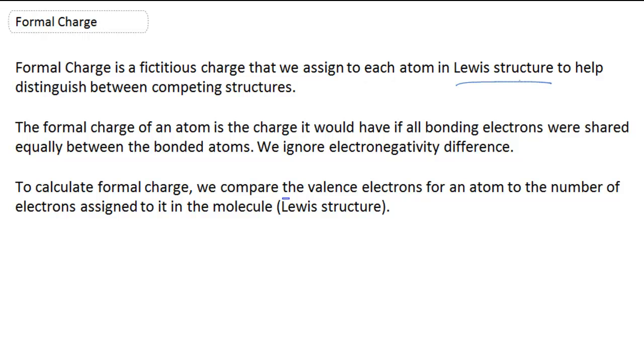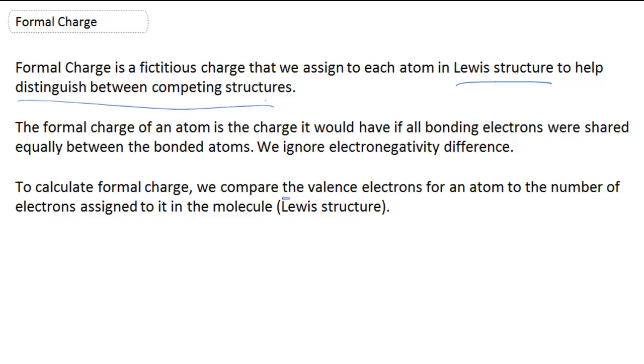So again, we're going to work from Lewis structures. We're going to assign this formal charge to each atom. And where we use this most often is if we're a little bit unsure about what might be the best structure. We can compare a couple of different structures in terms of formal charge. The one that has formal charges closest to 0 is the best structure based on formal charge. It may or may not actually reflect the true structure of the molecule, but in terms of formal charge, the best one is the one closest to 0.